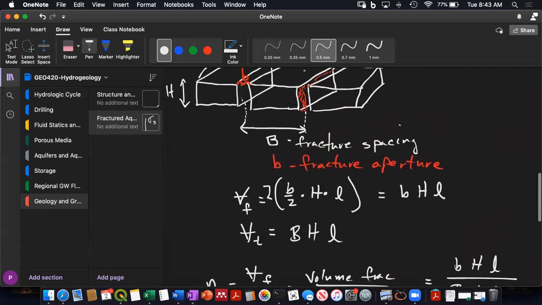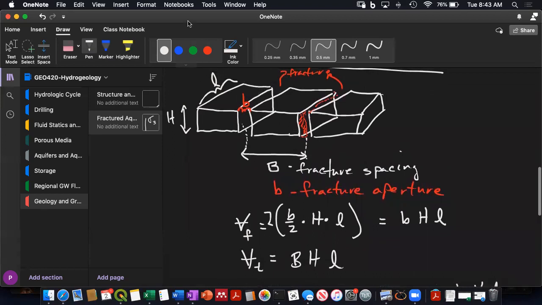Good question. Well, we're taking the volume of this total cube here that goes from half of B over to half of B, and the width of that is big B. The fracture spacing goes from midline of this fracture to midline of this fracture. So it's big B is this width, the height is H, and the length is L. Does that make sense?